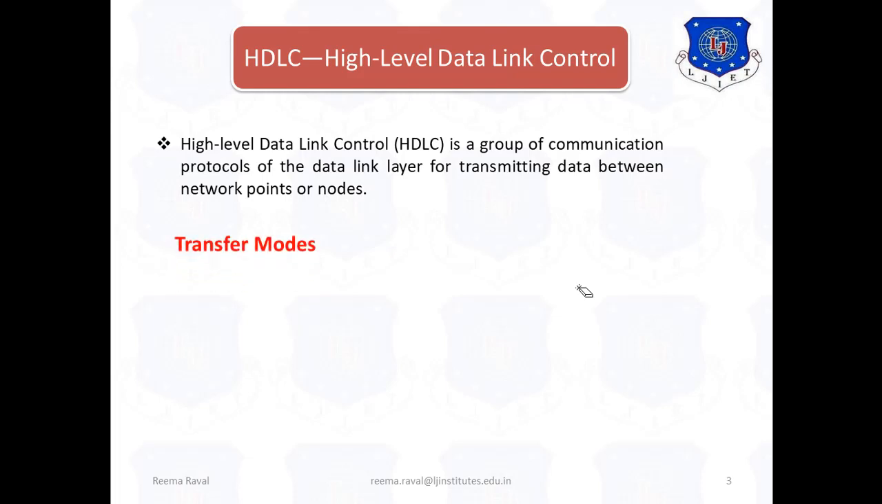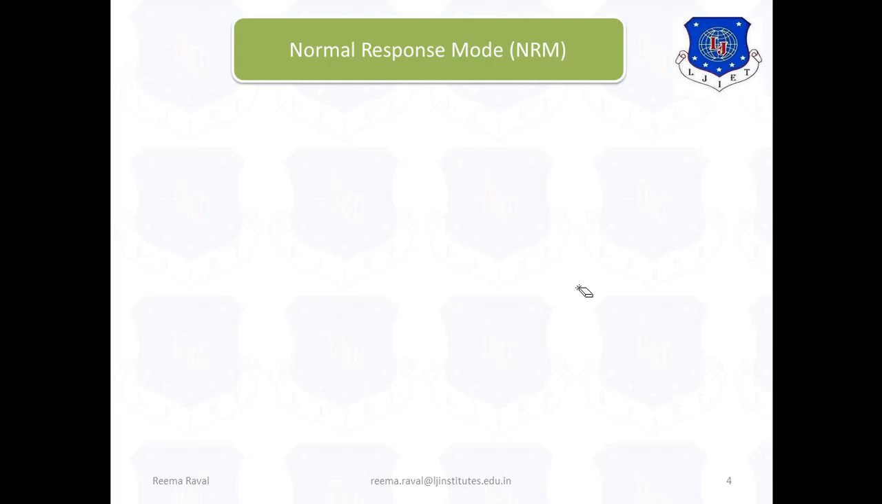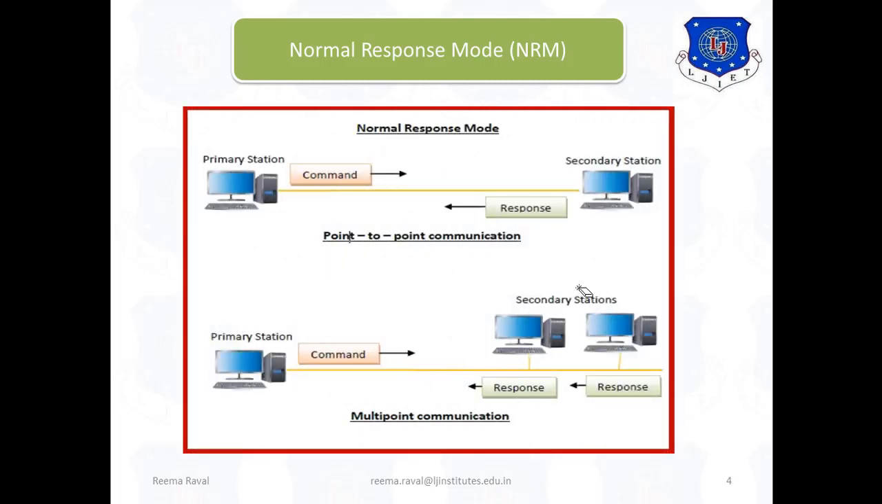There are two transfer modes over here. The first one is NRM, which is called Normal Response Mode, and the second is Asynchronous Balanced Mode, that is ABM. Let us see the first one, NRM, that is Normal Response Mode. Here two types of stations are there, a primary station that sends the commands and a secondary station that can respond to received commands. It is used for both point-to-point and multi-point communication.